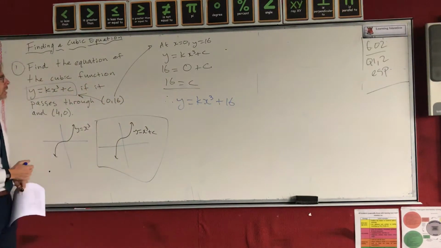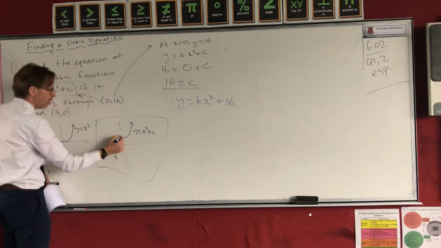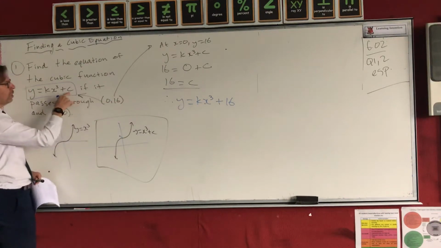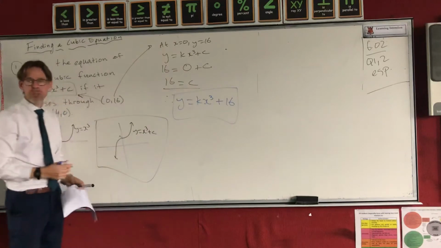Now you could have observed as well that c is the y-intercept. So c is there, and this is the y-intercept. You could have just gone, look, c is 16. You could have written this down straight away without doing the working out.